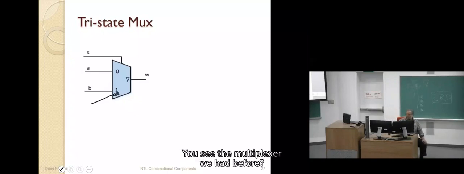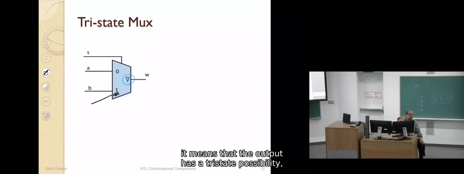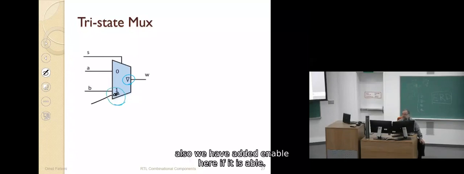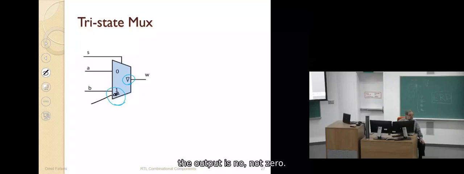You see the multiplexer we had before? This is the multiplexer that we had before. If you put an upside down triangle here, it means that the output has a tri-state possibility, either zero, either one, either Z. So this is the tri-state symbol. And also we have added an enable here. So if it is enabled, then the multiplexer works as it was before. But when it is not enabled, the output is Z now, not zero.